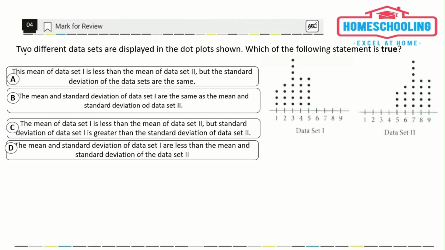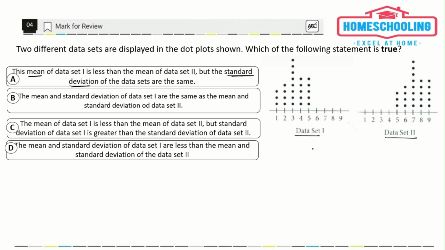Question number 4 says that two different data sets are displayed in the dot plot shown. Which of the following statements is true? Let's go through the options first. In the options, the mean of data set 1 is less than the mean of data set 2, but the standard deviations of the data sets are the same. So in the options, two things are given. We have to find the standard deviation and the mean of these two data sets, data set 1 and data set 2.